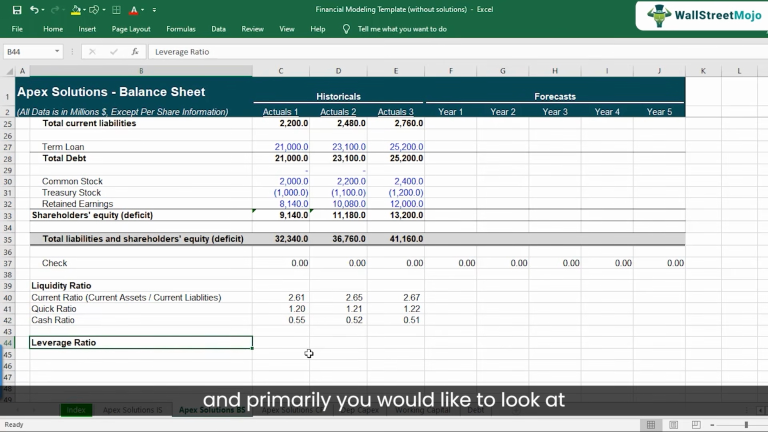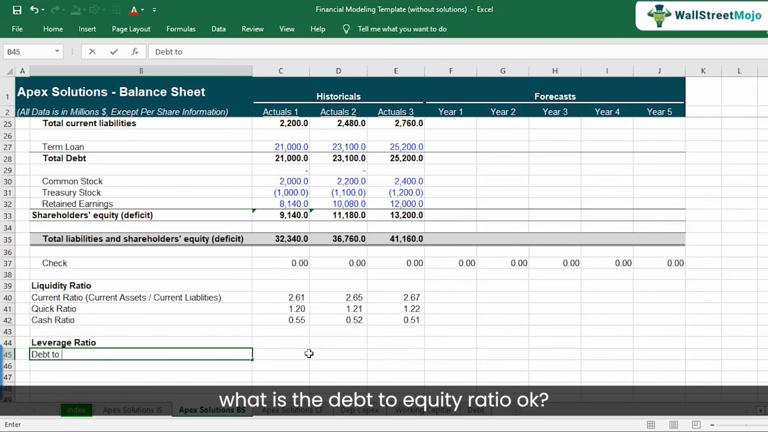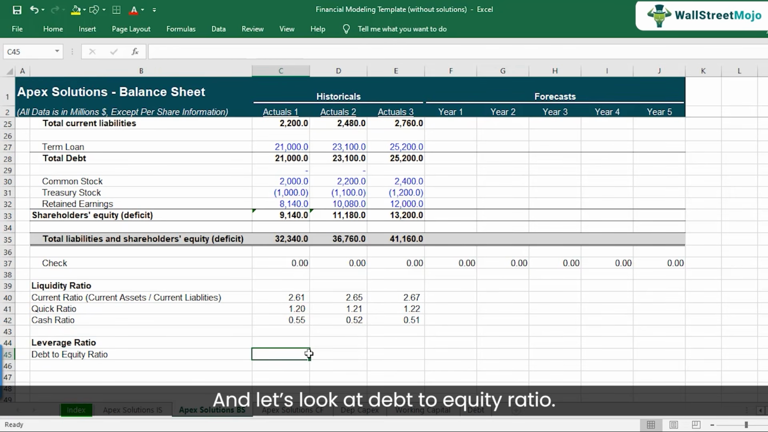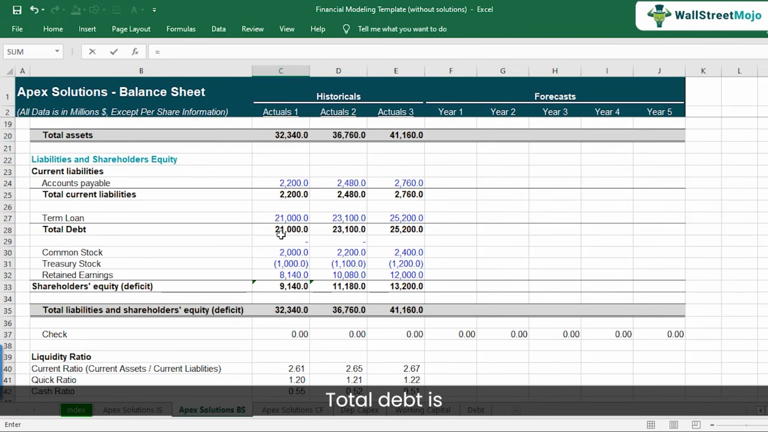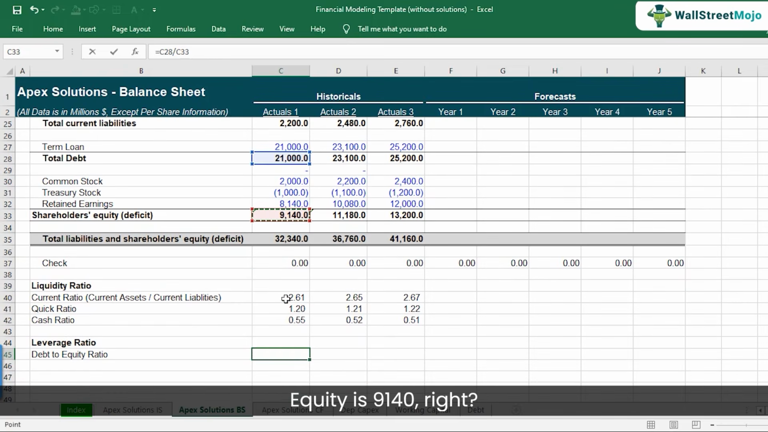And primarily you would like to look at the debt to equity ratio. Let's look at it. How much is the total debt here? The total debt is 2100. And how much is the total equity? Equity is 9140, right? So this comes out to be 2.30. So debt is 2.30 times equity.